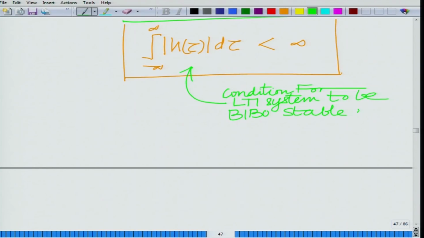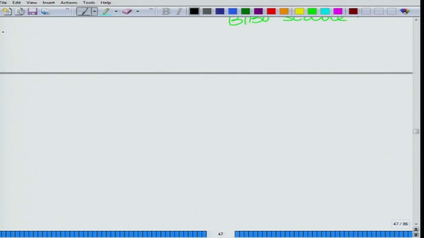This is the BIBO condition, the condition for bounded input bounded output stability of an LTI system. Now, another important aspect that we can take a look at is that of the eigenfunctions of an LTI system.